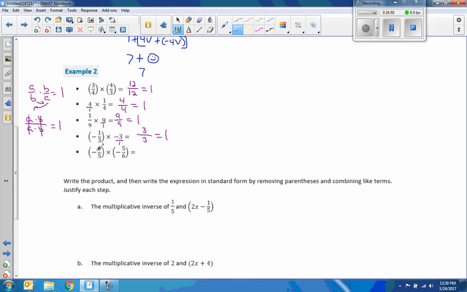Another way I can look at this is this 6 will cancel with that 6, leaving 1. 5 can cancel with that 5, leaving 1. And a negative times a negative is positive, and we get 1.